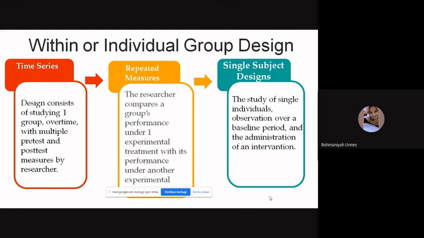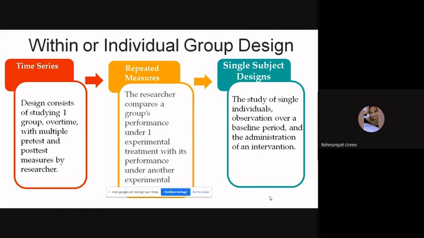First is time series. It is a design consisting of studying one group over time with multiple pre-test and post-test measures by the researcher. So this design does not require access to large numbers of participants, one group study only. Then the second type is repeated measures. It is when the researcher compares a group's performance under one experimental treatment with its performance under another experimental treatment.